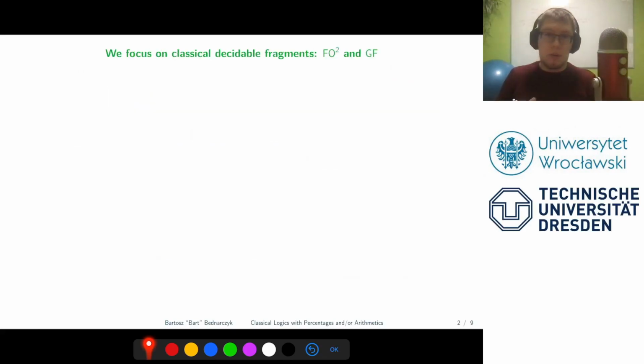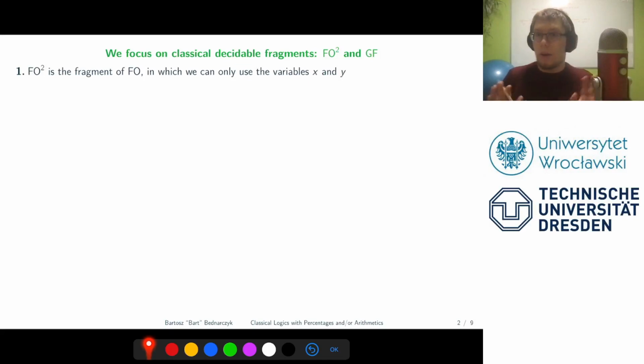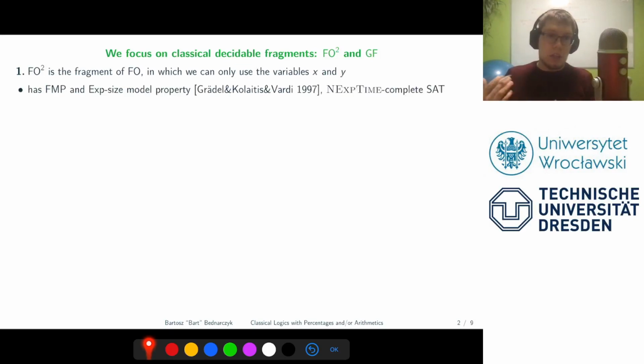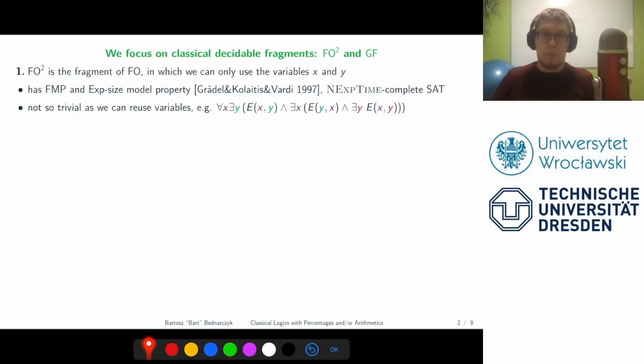So in this talk, we will focus on two classical decidable fragments of first-order logic. FO2 is the fragment of FO in which I can use only two variables, call them x and y. And this logic is known to have the finite model property. So every satisfiable formula has a finite model, and the overall satisfiability problem for this logic is known to be complete for non-deterministic exponential time.